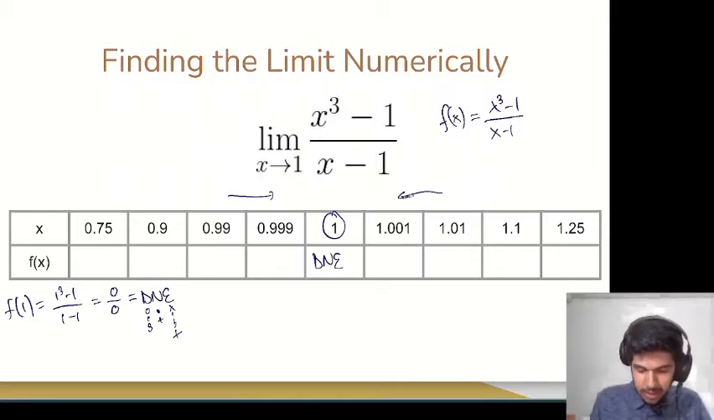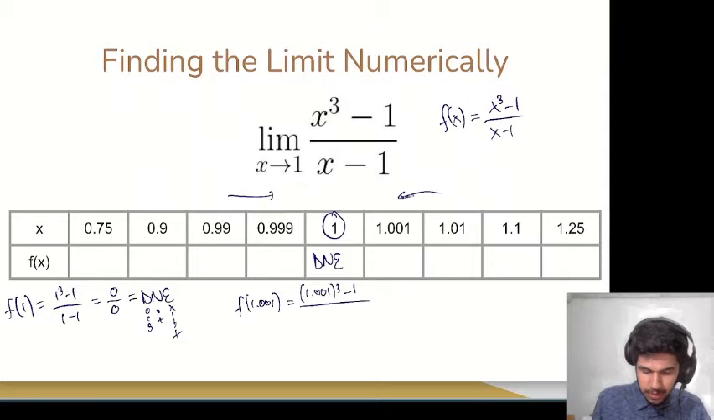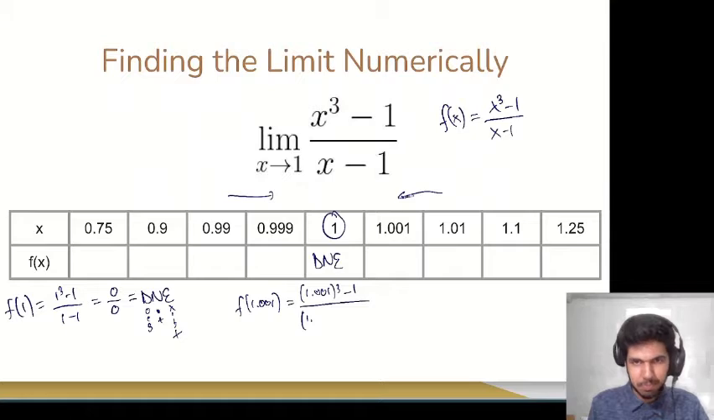But then we can deal with some of the other values. Like let's say we put 1.001 in there. So f of 1.001 equals that value cubed minus 1, all of this over 1.001 minus 1. And if you evaluate that out, I believe you get something like 3.003. And if you do 1.01, this value here, you'll get something like 3.03, right? And then this value, 1.1, I'm not sure what it is.